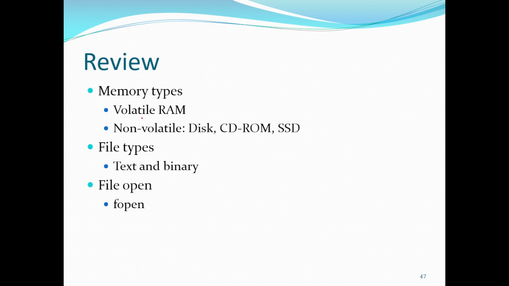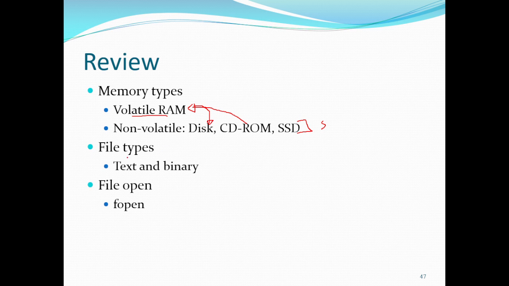Memory types. As you remember, this is a short review. We have volatile memories, which are called RAM, and non-volatile memories: disk, CD-ROM, and SSD. So our files are usually sitting in here. When we open it, we get the data into RAM, and we operate on that information. And when we are done, when we write the data, we are writing back to disk or SSD.